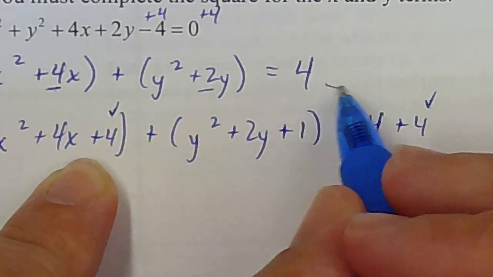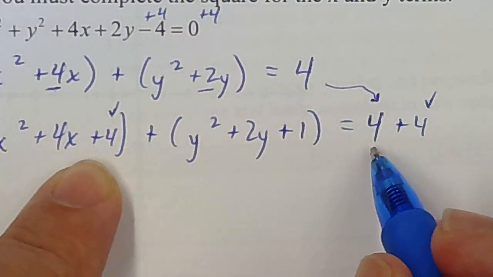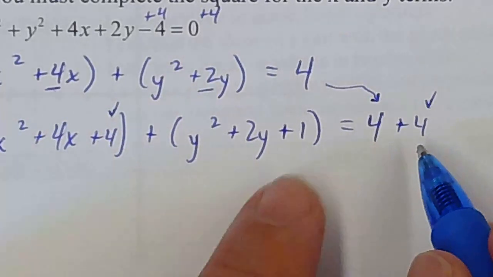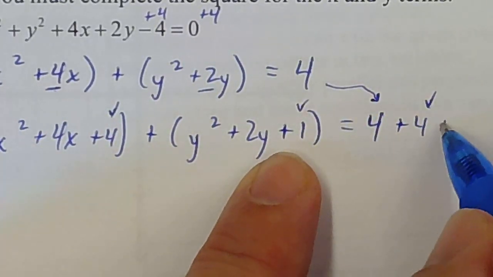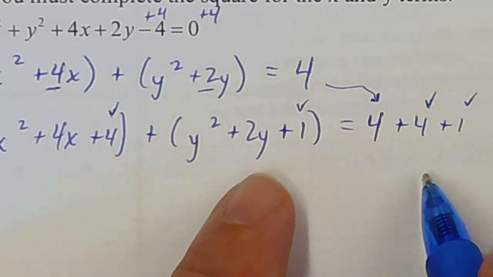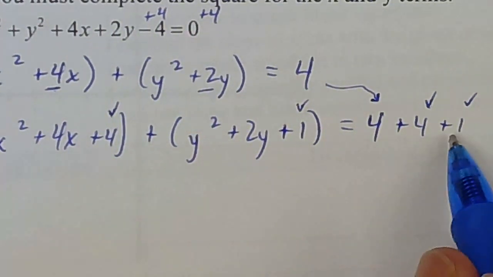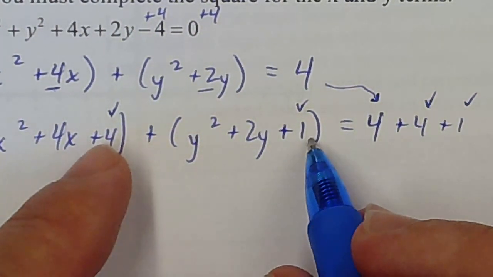This 4 just carried down, right? It's still part of the equation. But this one I need to balance, and then I added 1 here to the left side, so I need to add 1 to the right side. So basically 5, right? Added 5 to the left and right now.